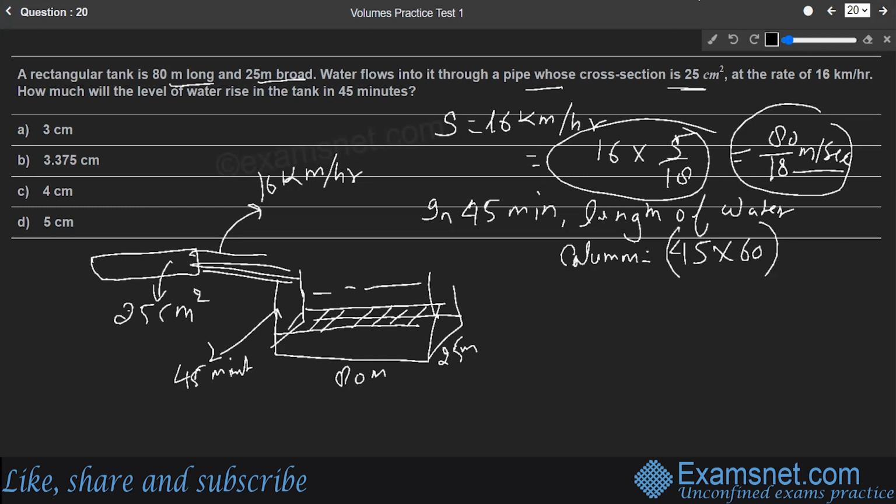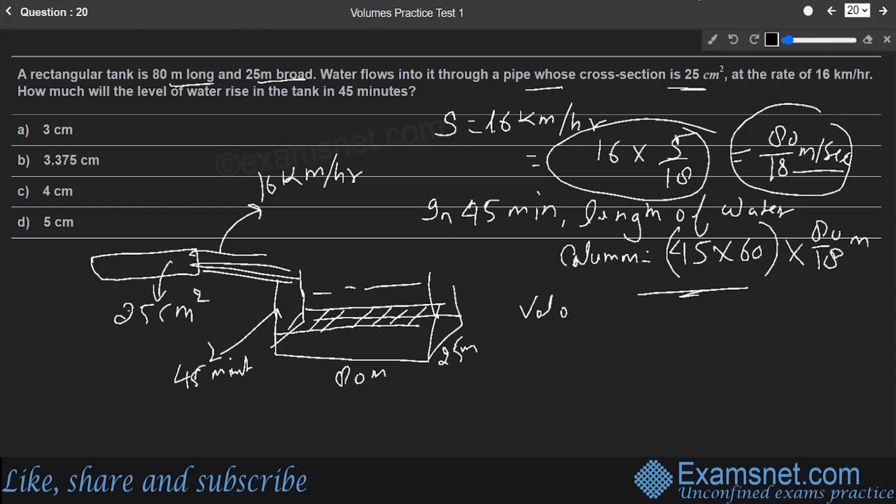So in a second it travels 80 by 18. So in 45 into 60 seconds, it will travel 80 by 18 multiplied with it. This much meters it will travel. So this will be the length of the water column. Whenever the length of the water column is multiplied by the cross-sectional area, it actually becomes the volume. Okay, so we're going to use that only.